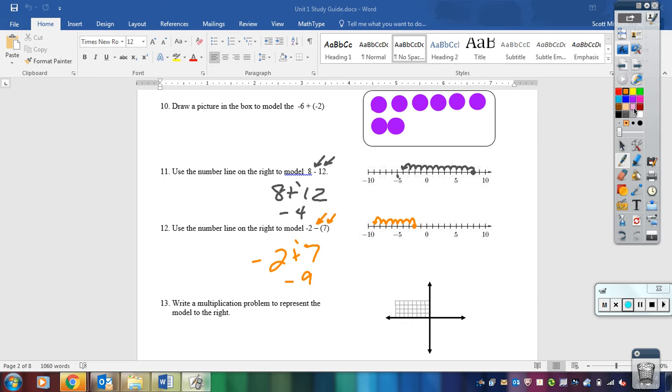Number 13 is a little bit tricky, one we don't see too often. It is a multiplication problem. It's going to the left. 1, 2, 3, 4, 5, 6, 7, 8 to the left. And then up 1, 2, 3, 4. So left 8, up 4, negative 8 times 4.